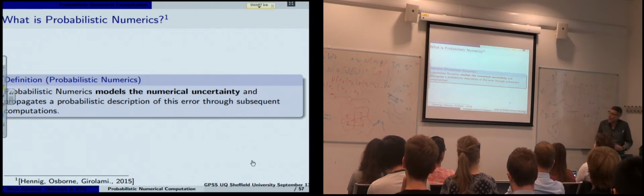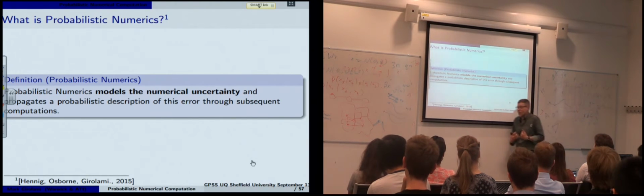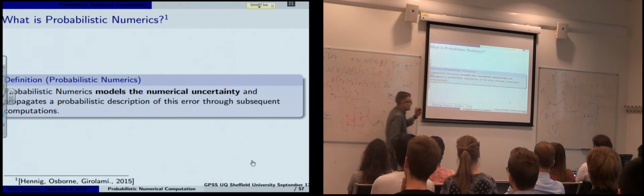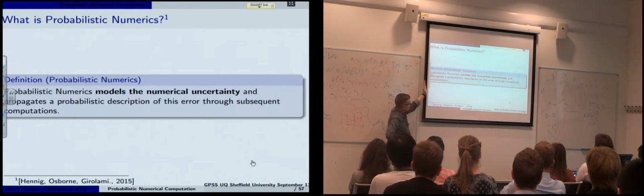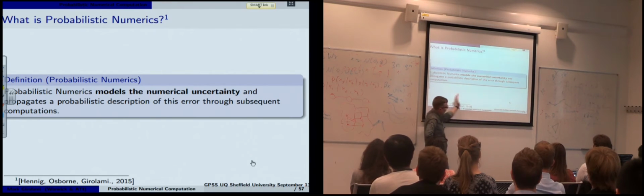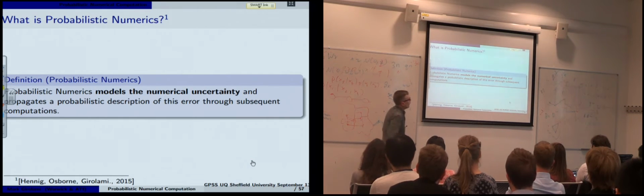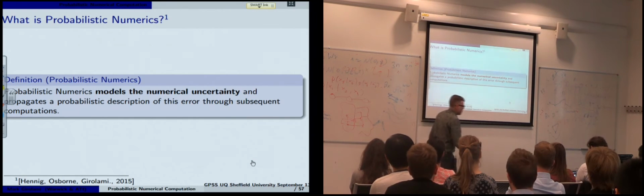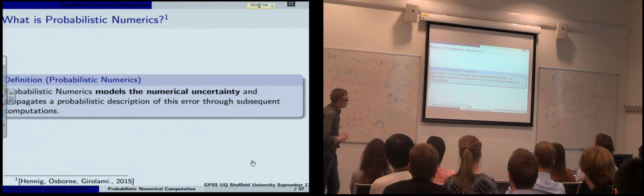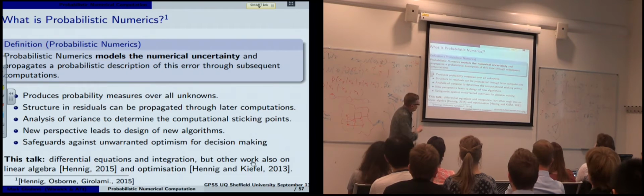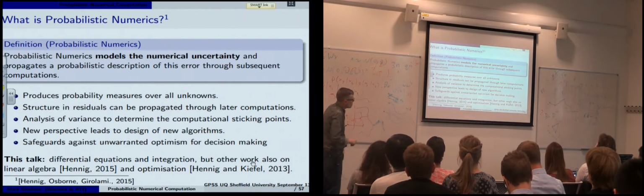And so it's incumbent on us to ensure that wherever there is any uncertainty, we should account for it and ensure that it's embedded within our model structures and that it's propagated through the whole inference and through the whole reasoning and computation process until it gets to whatever government minister's office. So it produces probability measures over all unknowns.